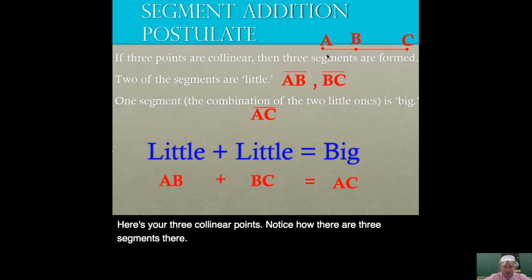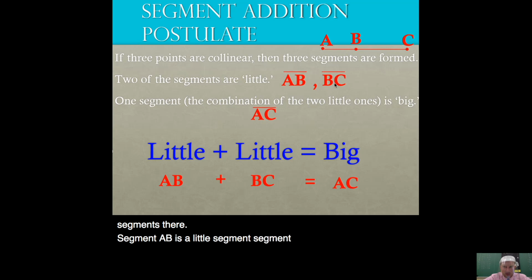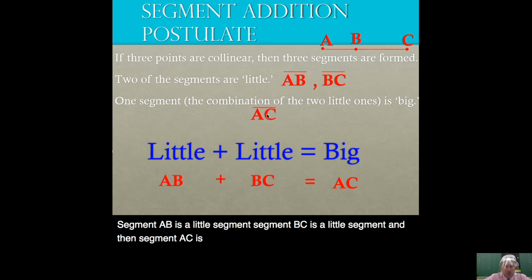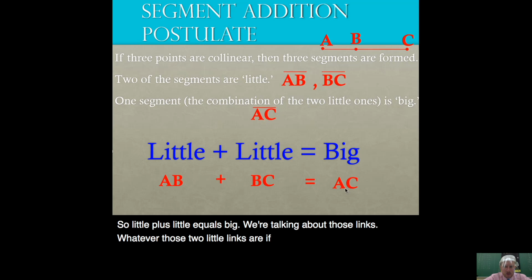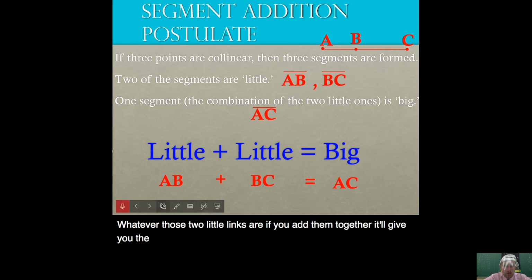Segment AB is a little segment. Segment BC is a little segment. And then segment AC is the combination of the 2. That's the big segment. So little plus little equals big. We're talking about those lengths. Whatever those 2 little lengths are, if you add them together, it'll give you the big length.